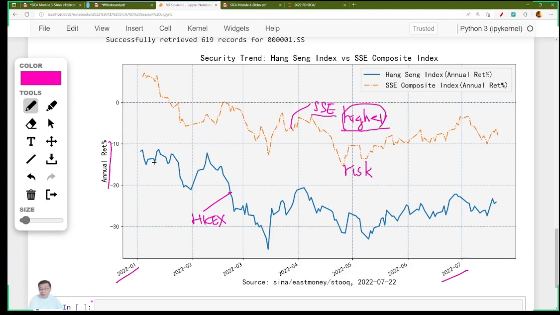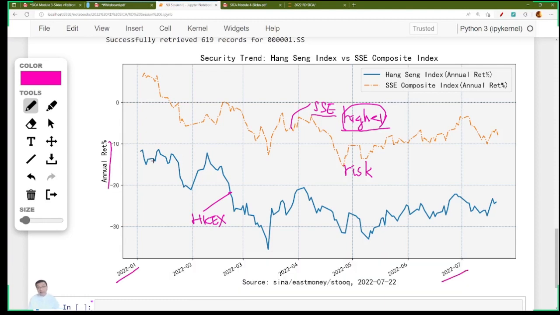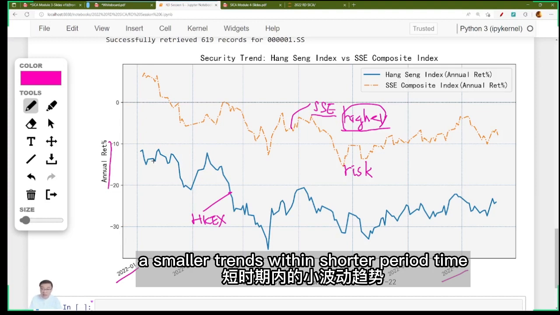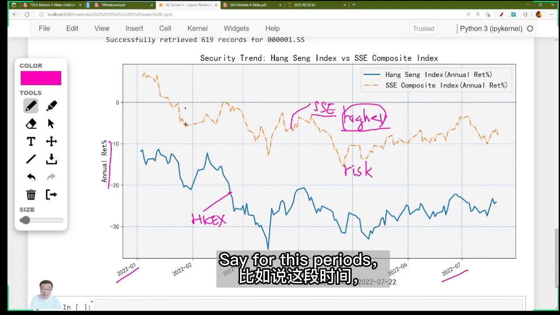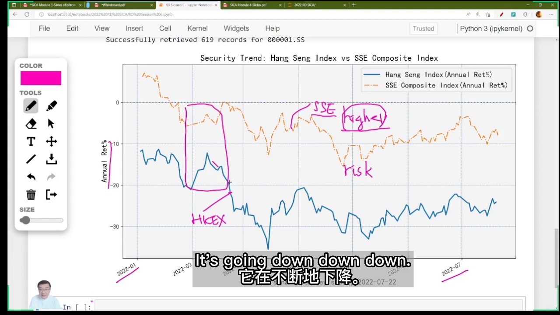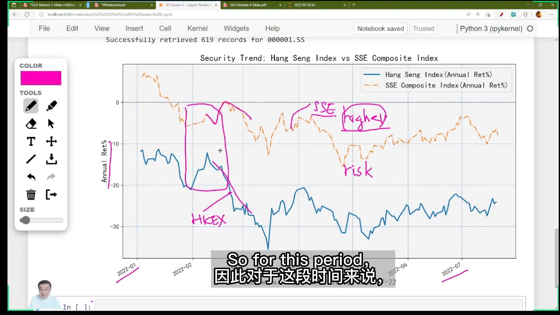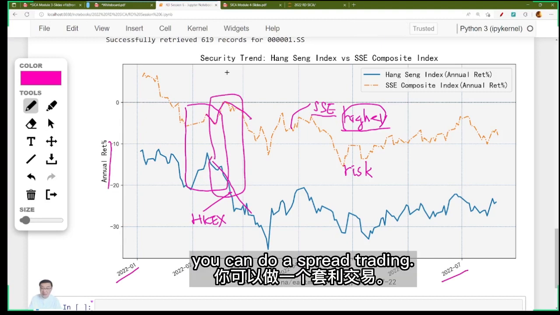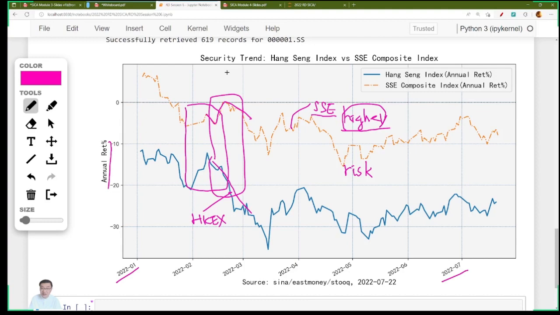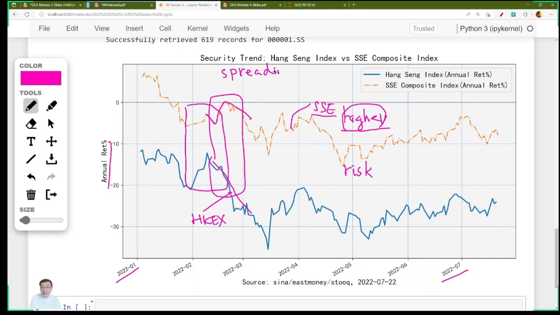And second point, their big trends are similar to each other, but their smaller trends within shorter periods of time may not be similar to each other. Say, for these periods, it's not very similar to each other, right? It's going down, down, down. It's going down, but quickly up, then down. Okay. So for these periods, you can do spread trading. Sometimes we also call it arbitrage trading.